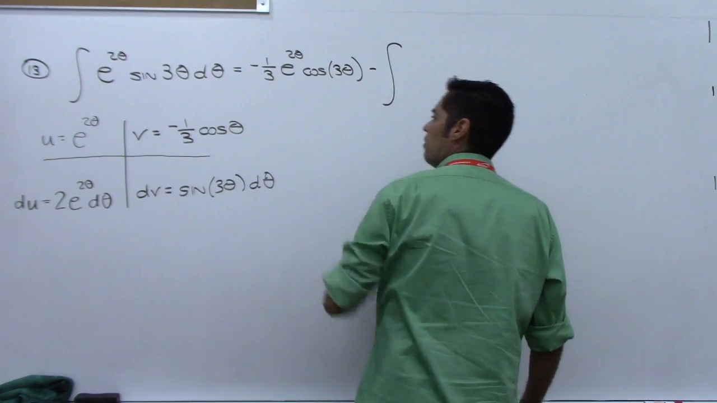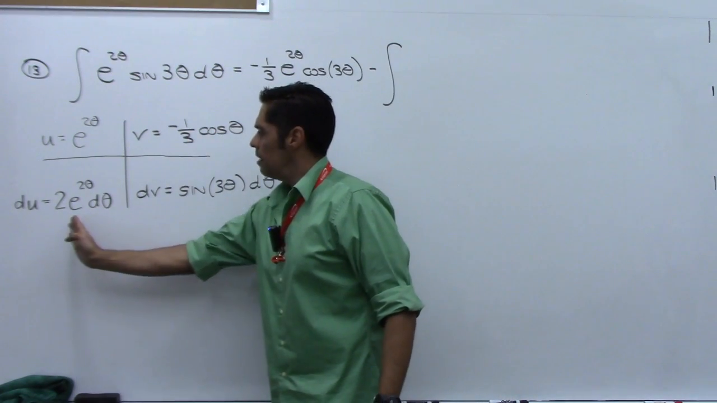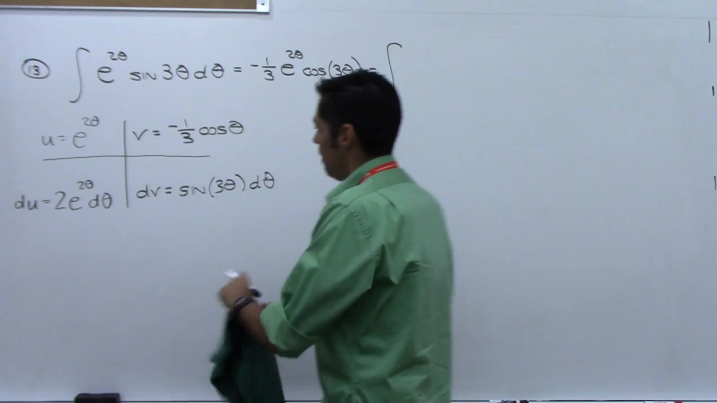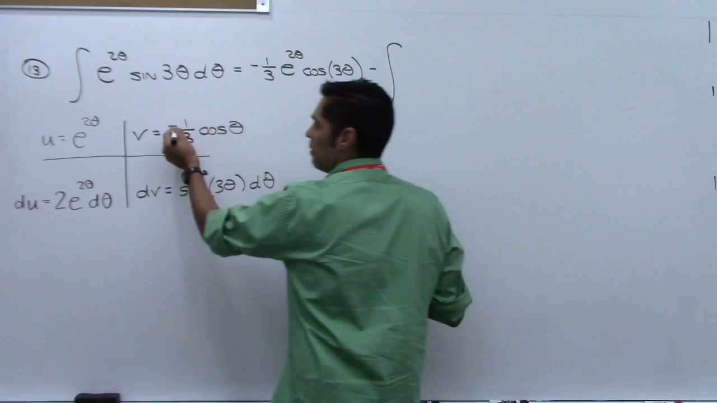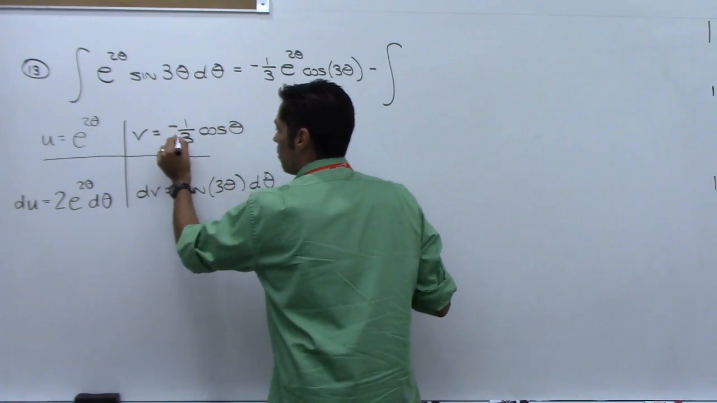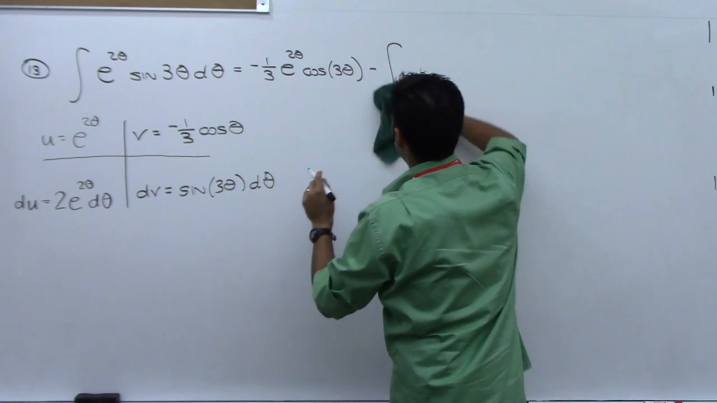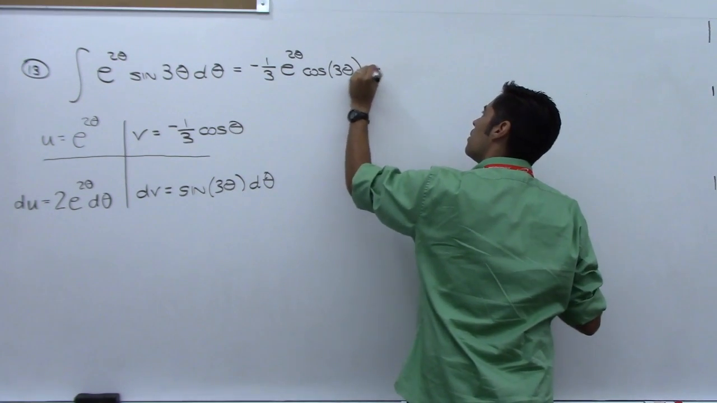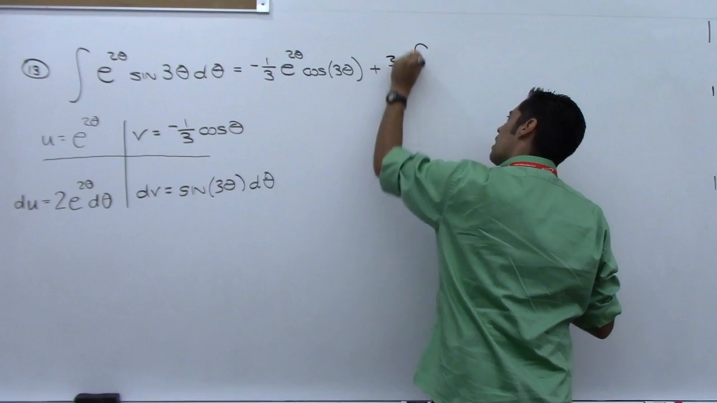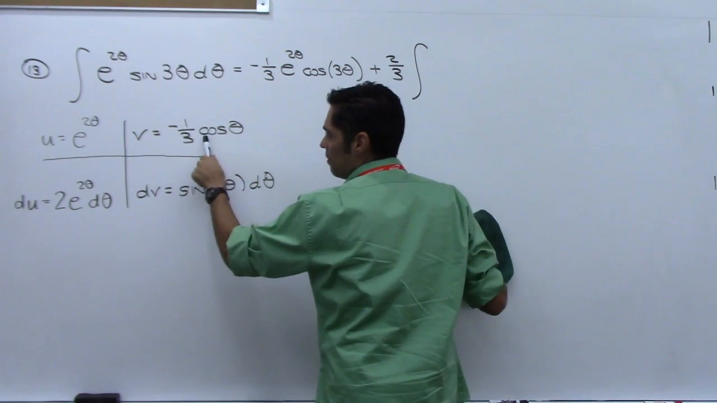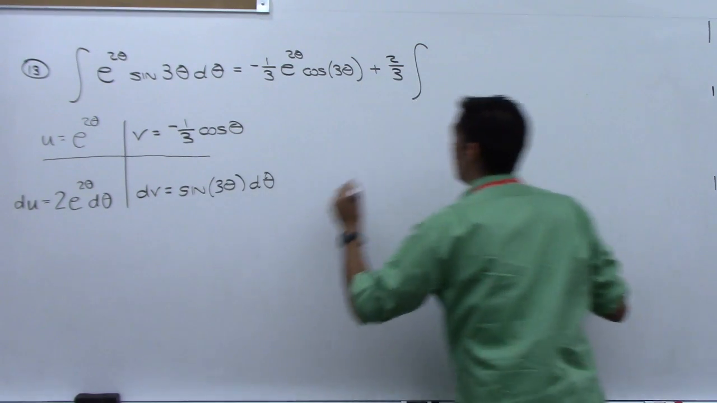minus integral vdu, which is this times this. Now I'm going to try and do this in one step. I'm going to have a negative 1/3 times 2, so that's negative 2/3. I'm going to bring that out, and so that's going to make that a plus 2/3 integral, and then everything else, the cosine 3 theta, and then the e to the 2 theta d theta.